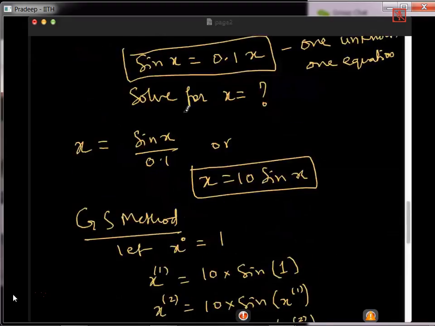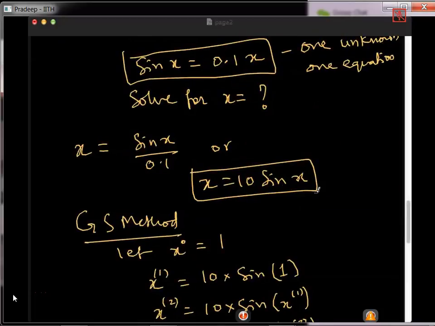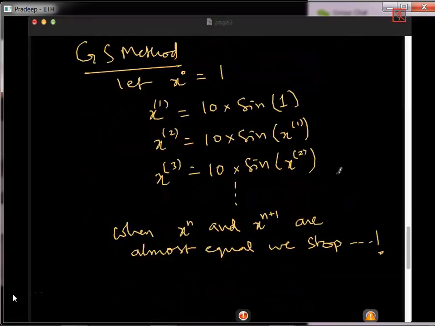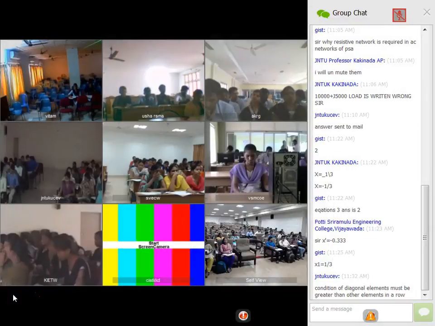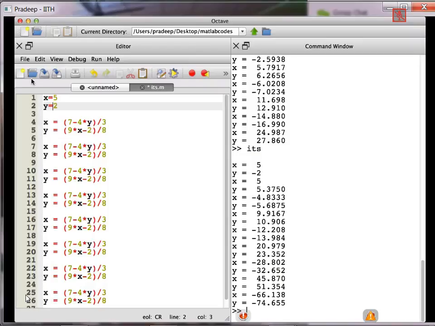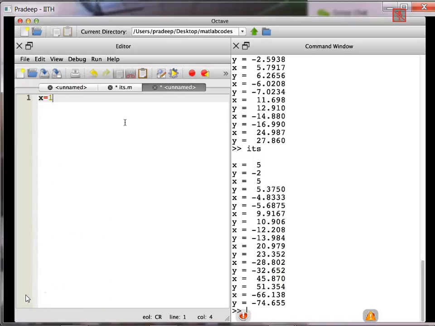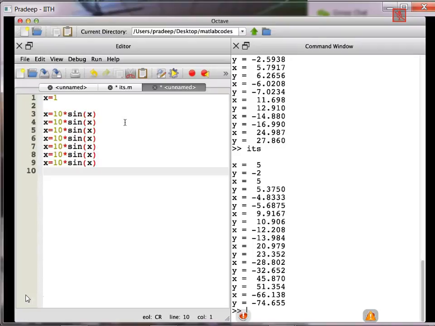I have just rewritten this equation like this: x equal to 10 sin x, and then I keep on solving it. So let's go back to my program. Get a new file. Here I'll say x equal to 1, then I'll say x equal to 10 into sine of x. Then I keep copying this formula like this. So this is my program.